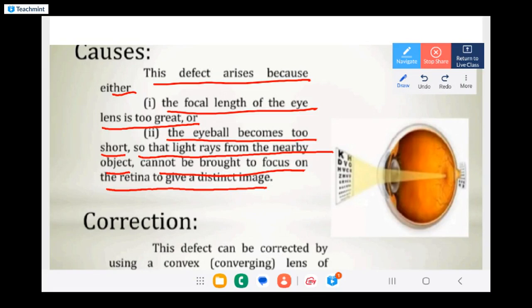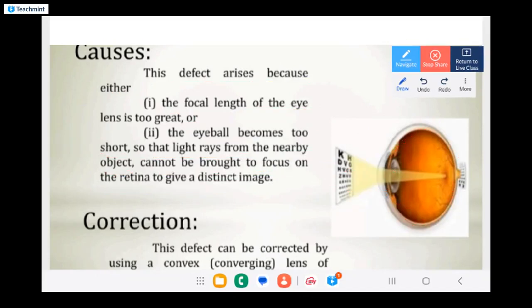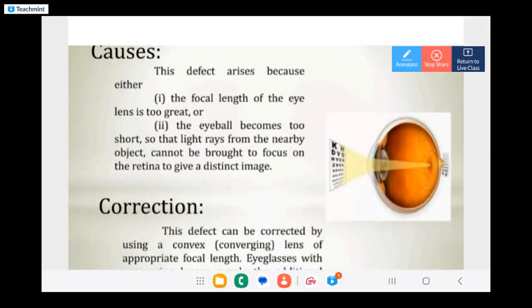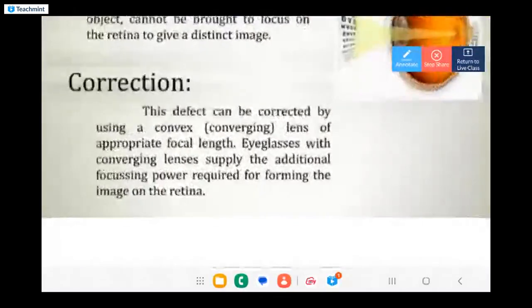Our eyes are made up of a convex lens, and it tries to take in all the possible light so that it forms a proper image. But because of this small structure, whatever light is trying to enter is not able to focus properly, and it gets focused much behind the retina. For these two reasons, a person will have the kind of defect called hypermetropia.